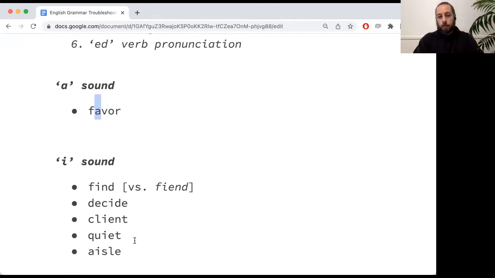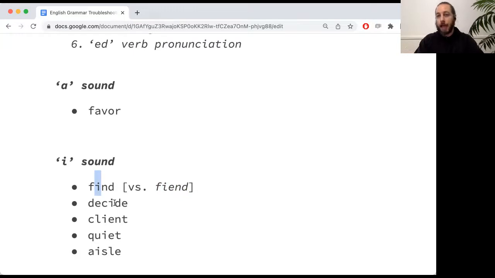So for the I, I've given you a couple different sounds. Number one is find. That gives you the I, find. A lot of times this is mistaken for this sound, E, fiend. Fiend is what the devil, to be honest, is sometimes called. So you don't want to mistake these two words, find versus fiend, because you might be saying something that you're not intending to say. So there you go. That's got the I sound, find.